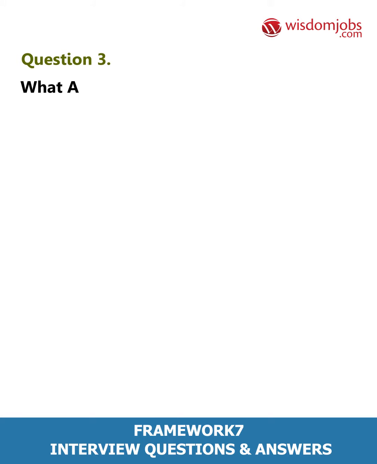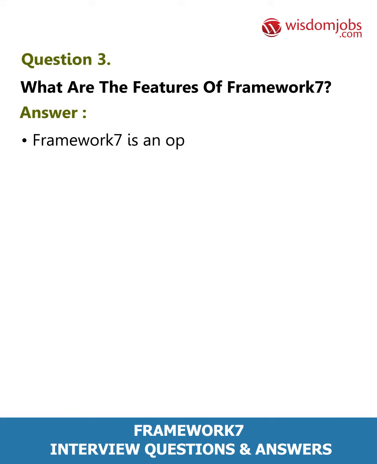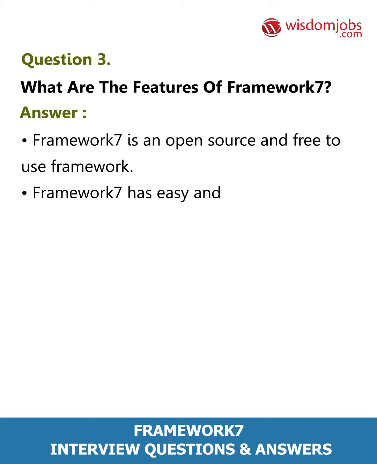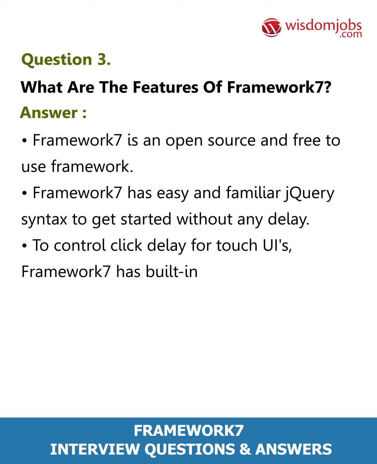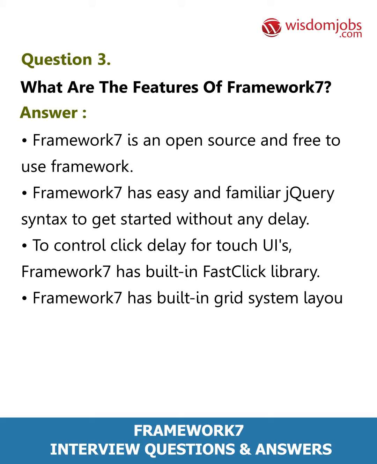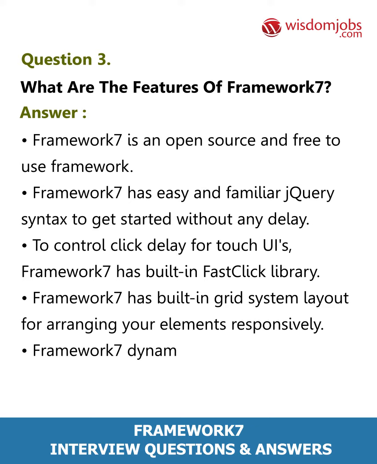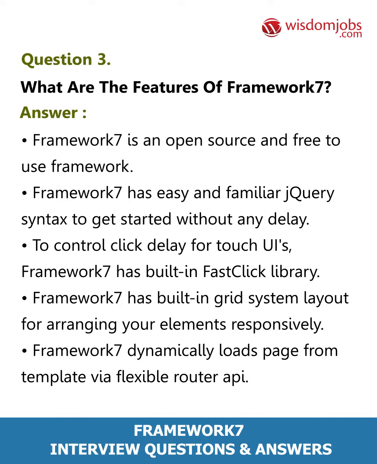Question 3. What are the features of Framework 7? Answer. Framework 7 is an open source and free-to-use framework. Framework 7 has easy and familiar jQuery syntax to get started without any delay. To control click delay for touch UIs, Framework 7 has a built-in fast click library. Framework 7 has a built-in grid system layout for arranging your elements responsively. Framework 7 dynamically loads pages from templates via a flexible router API.